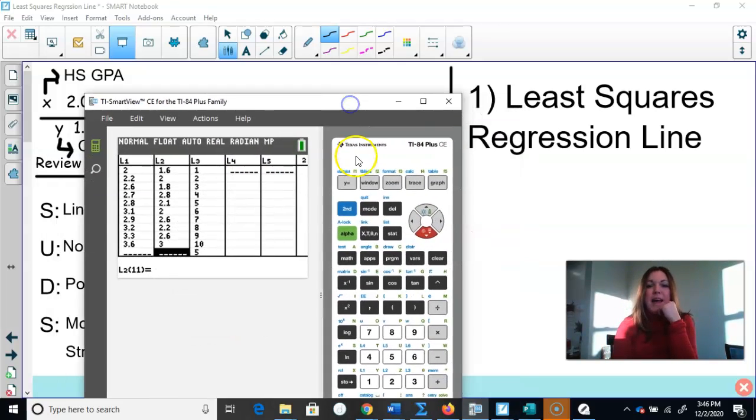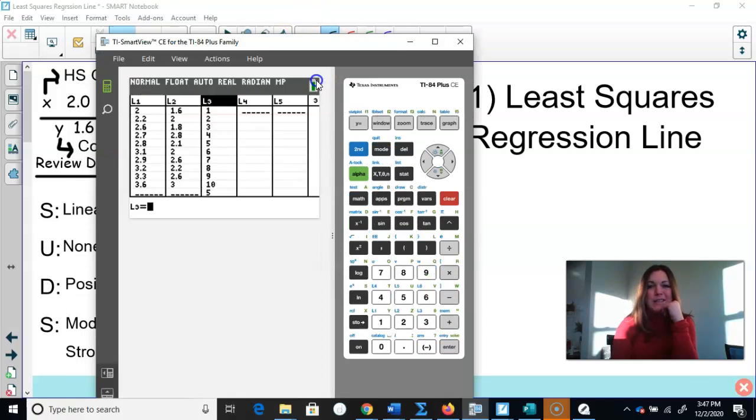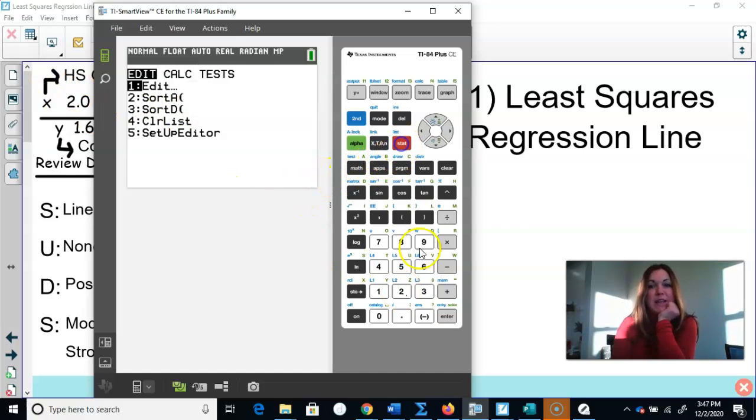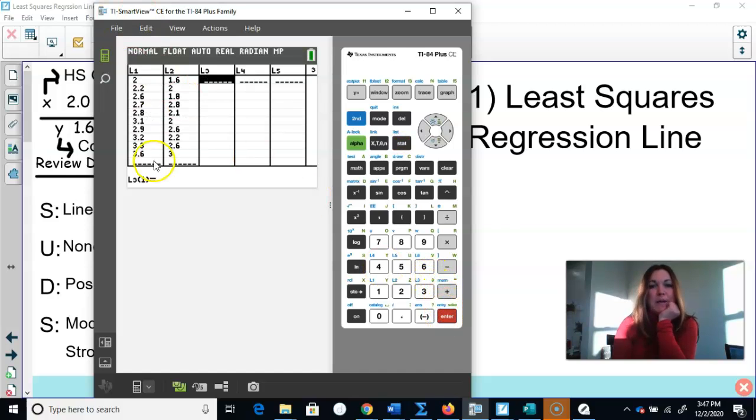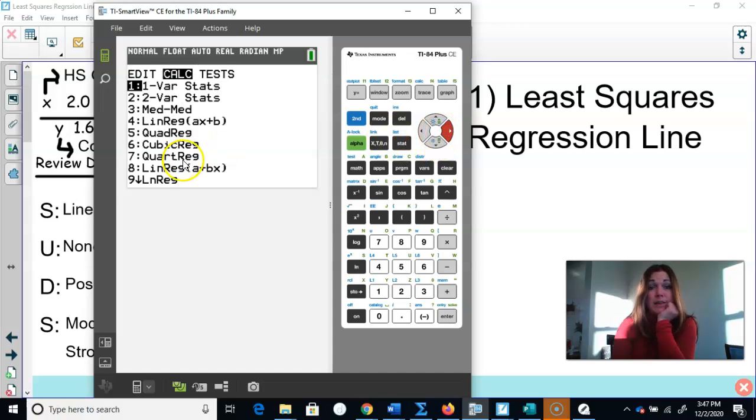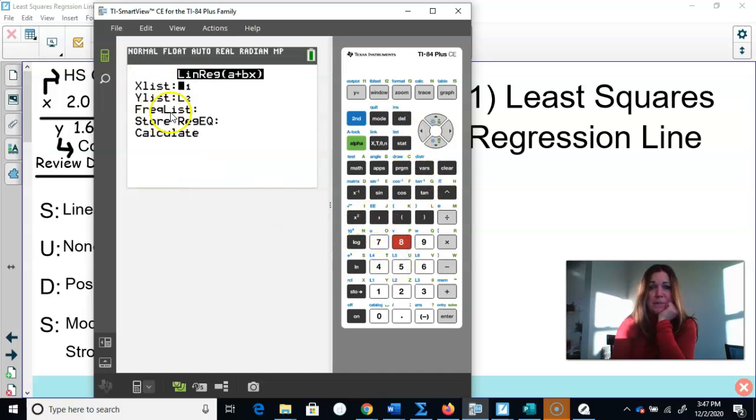All right. What we want to do next is find that line. Now you'll notice I have an L3 over there, probably from my AP stats working with them, but we're going to clear that out just to look nicer. It doesn't matter though. We just entered the data with stat, edit, in L1 and L2. Next, we hit stat, arrow over to calc, and go to number 8, LinReg A plus BX, just like we did for the correlation coefficient.